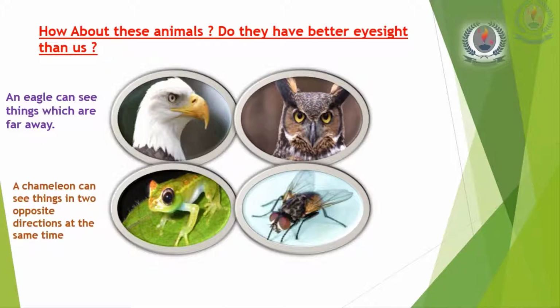The second picture, you can see a chameleon. A chameleon can see things in 2 opposite directions at the same time.